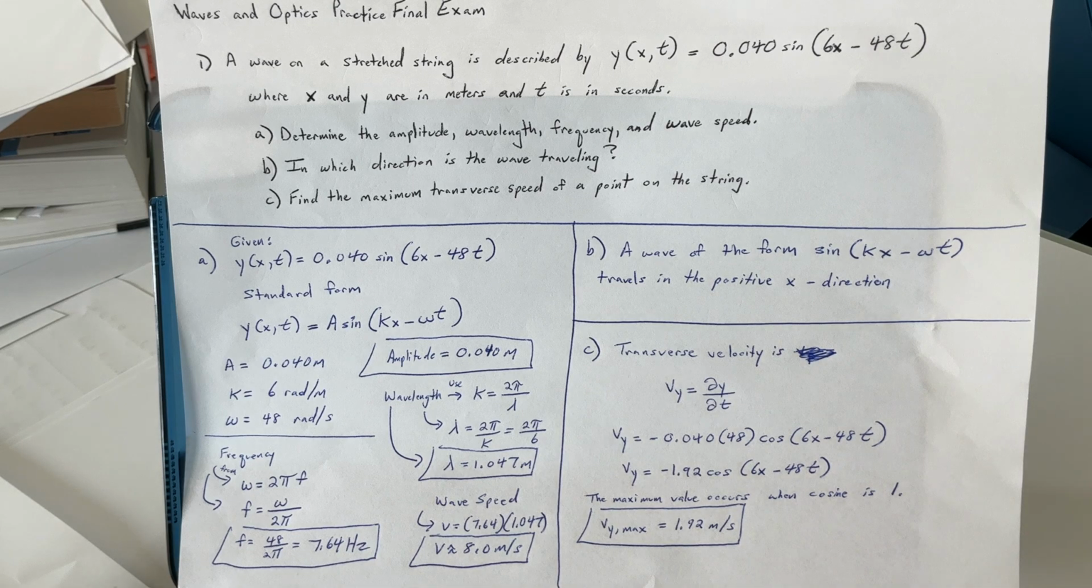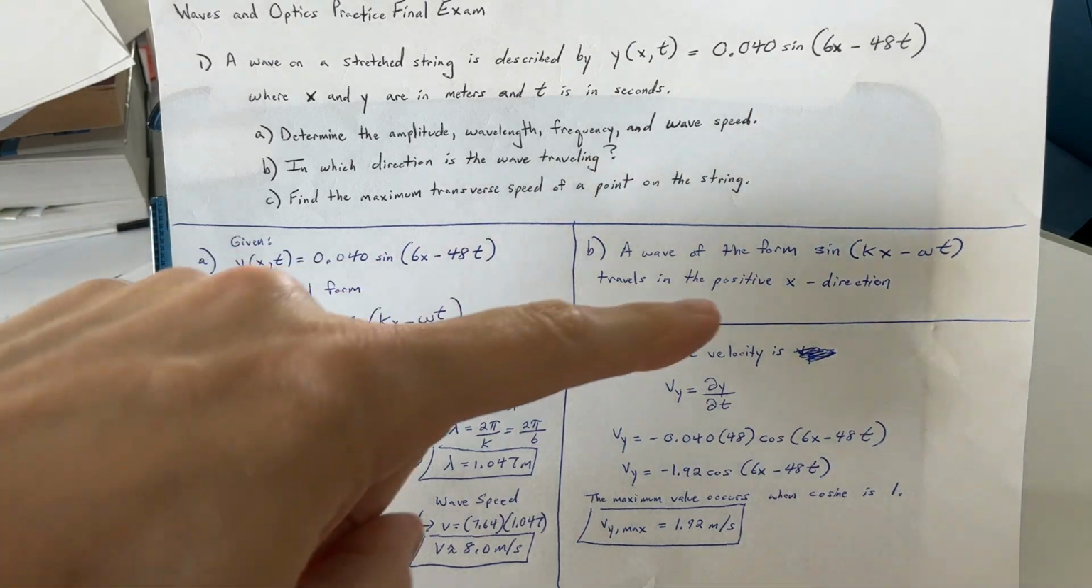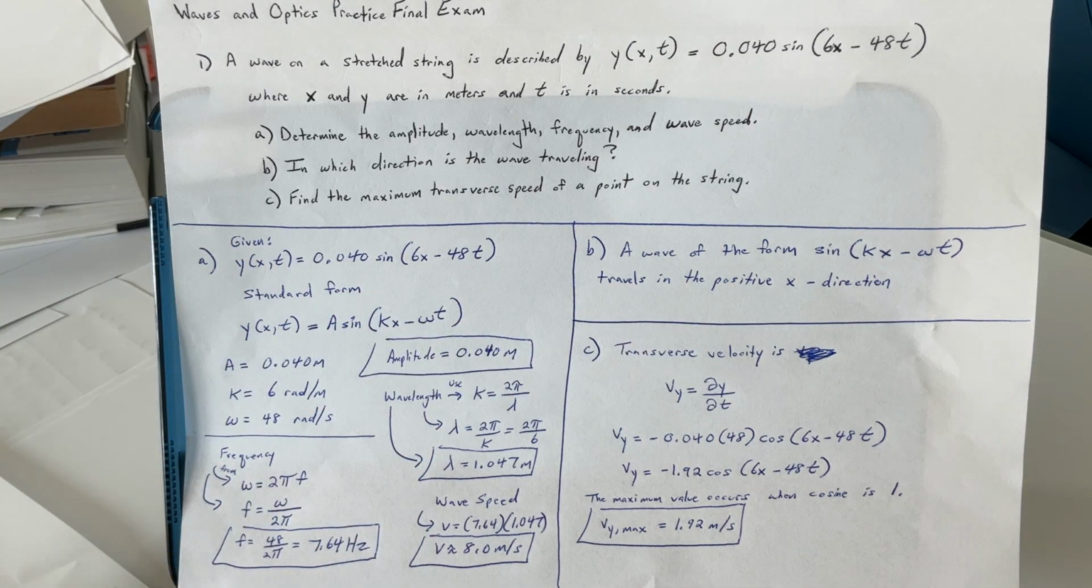Okay, so for part B, in which direction is the wave traveling? The wave has the form sine of kx minus ωt. Where's that going? That's going to go in the positive x direction. Now, building on that, let's see what we have here.